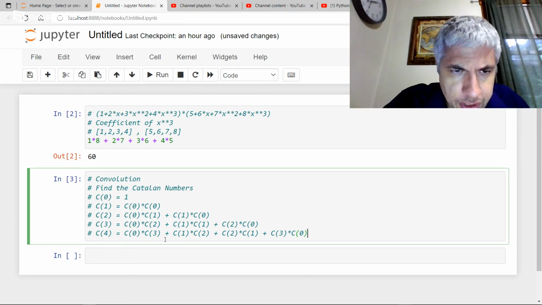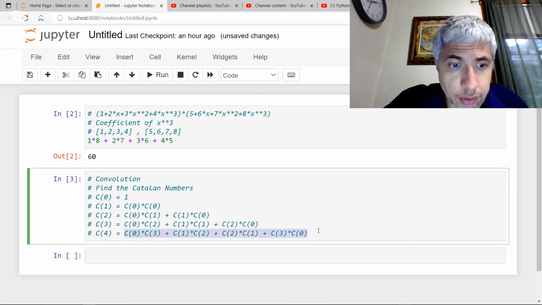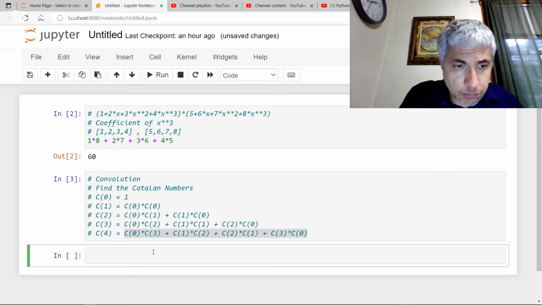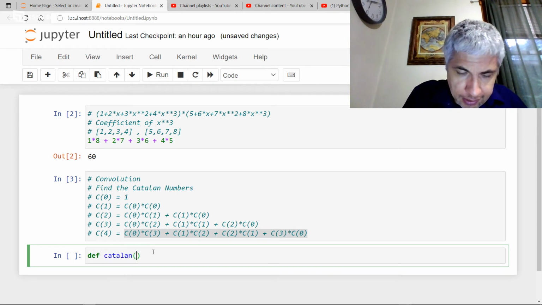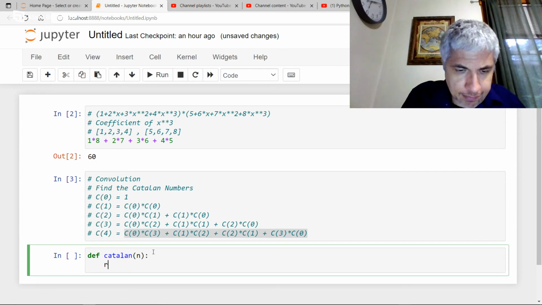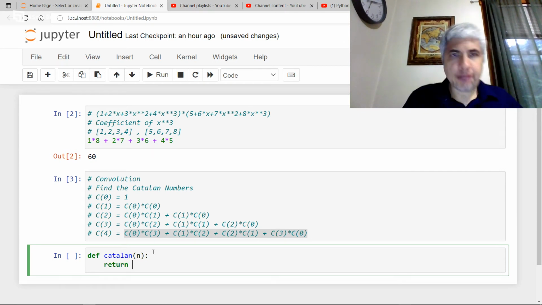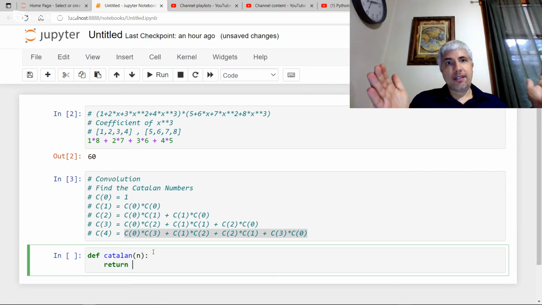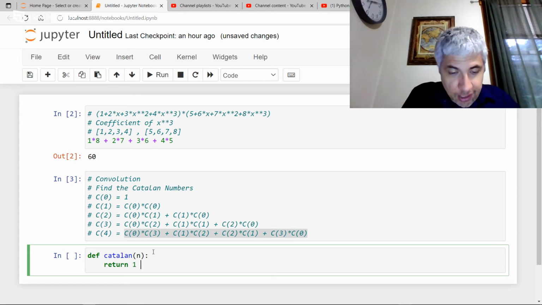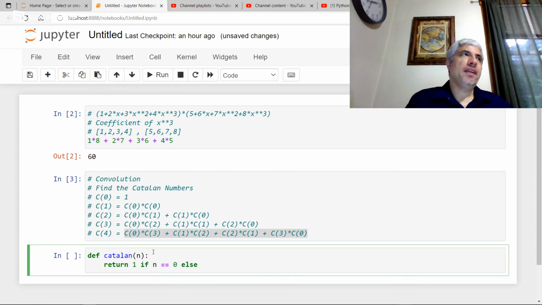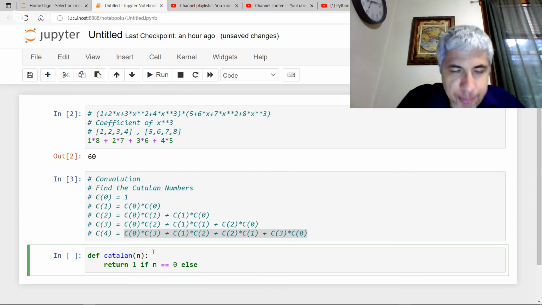Okay, so let's try doing this. It looks like it's a great candidate for recursion because each Catalan number depends on Catalan numbers that come before it. So instead of using capital C, we'll use Catalan N. And the base case, so nice here. Don't have to think. Return 1 if n is equal to 0.